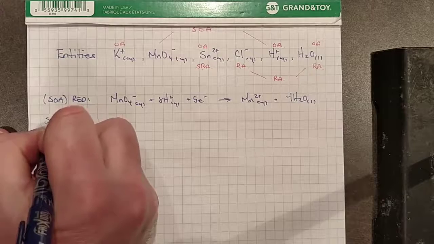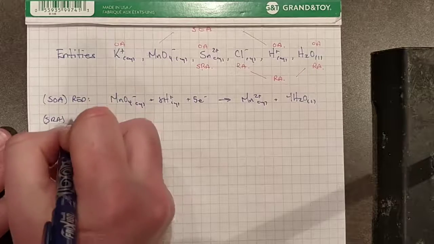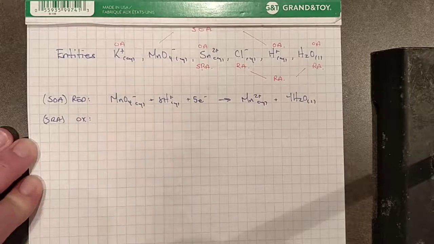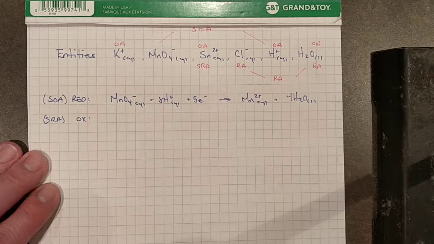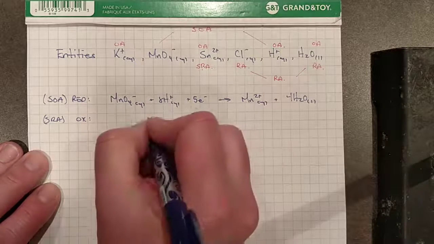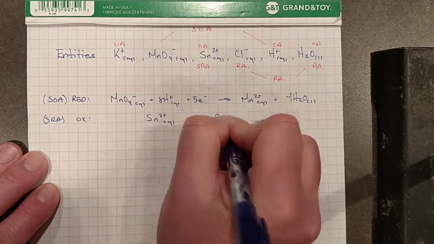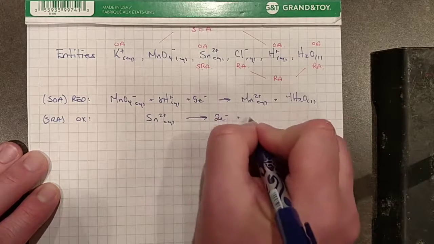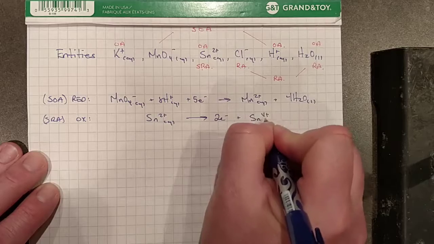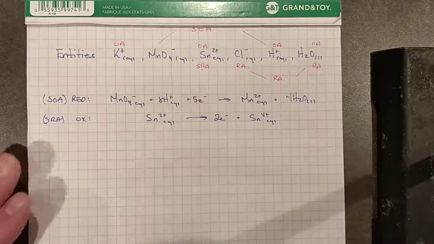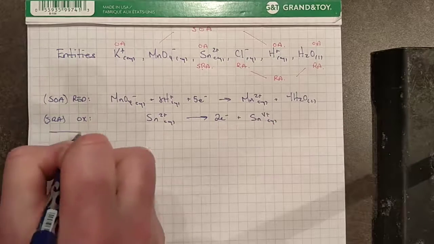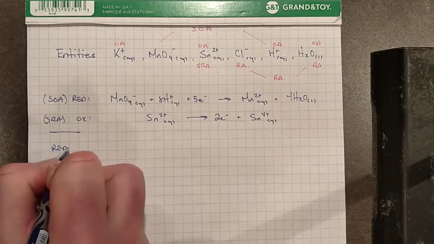For our SRA, as we continue looking at that one, we have our oxidation half reaction. This one's much more simplified, but you have tin 2+. You're going to lose 2 electrons and form Sn4+ in its wake. You've now successfully got your redox reaction.